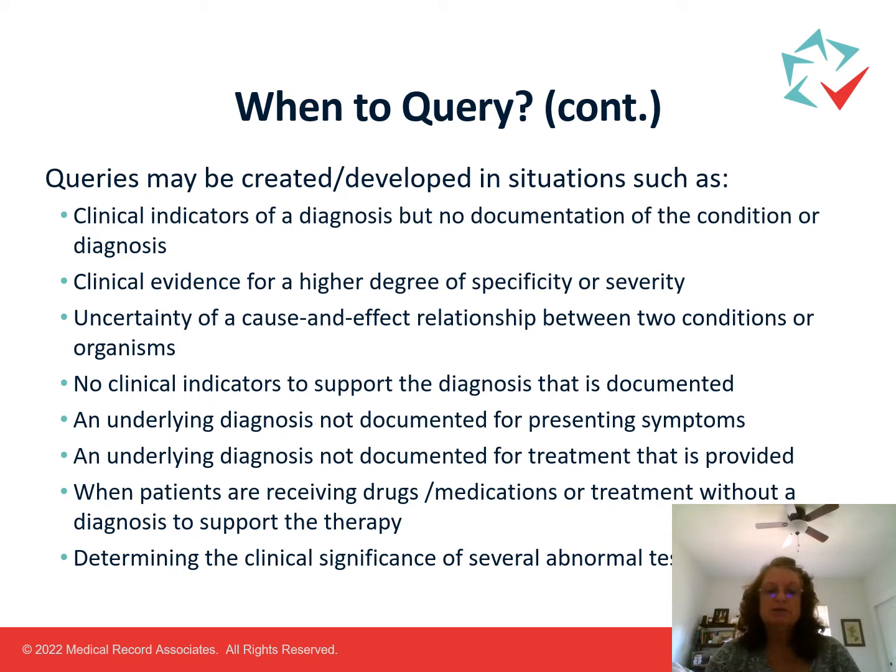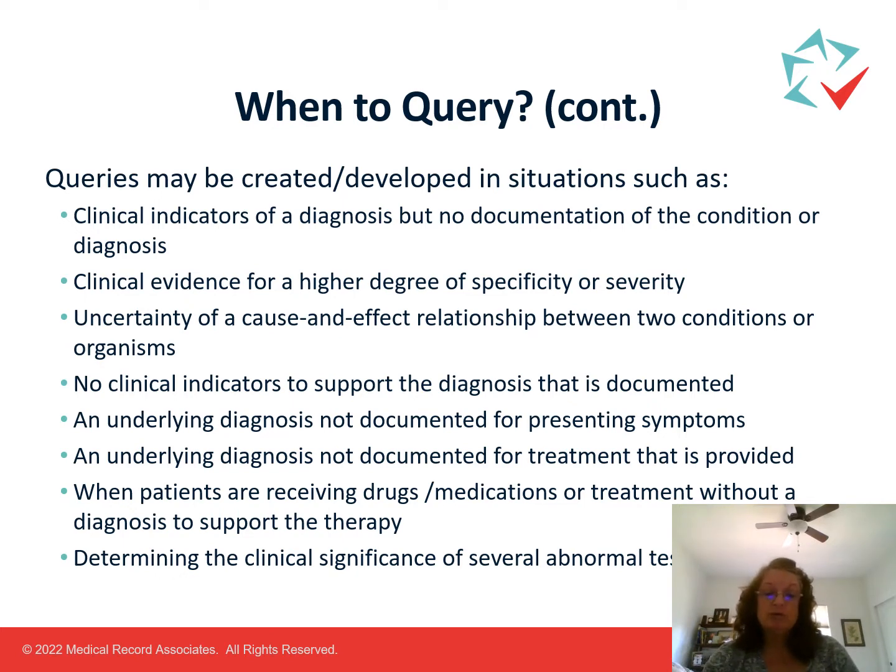And that really comes into play with a lot of the coding guidelines and coding structure when we're looking for the underlying cause of a condition can also be coded, or that underlying condition should be sequenced as the principal diagnosis. So when we have uncertainty in this area, that's a huge impact to the codes that could be assigned and the sequencing. When there's no clinical indicators to support a diagnosis that is documented, I mentioned that before as part of the query practice brief too, and an underlying diagnosis not documented for a presenting symptom, that would be when to query. An underlying diagnosis not documented for the treatment that is being provided.